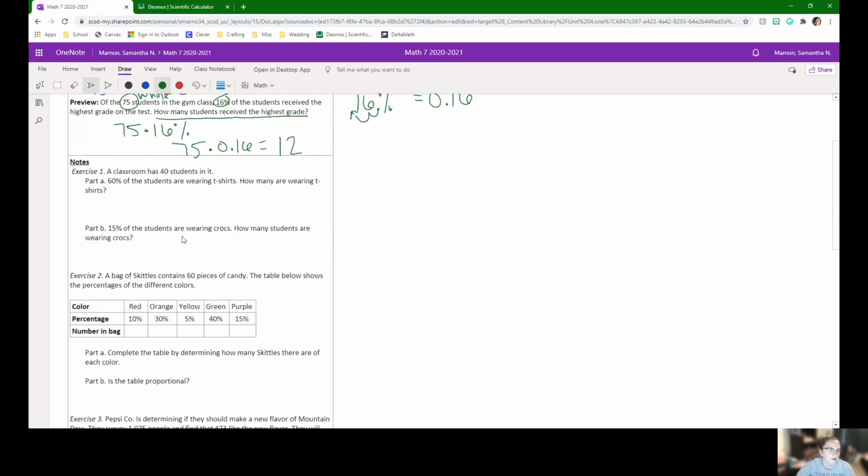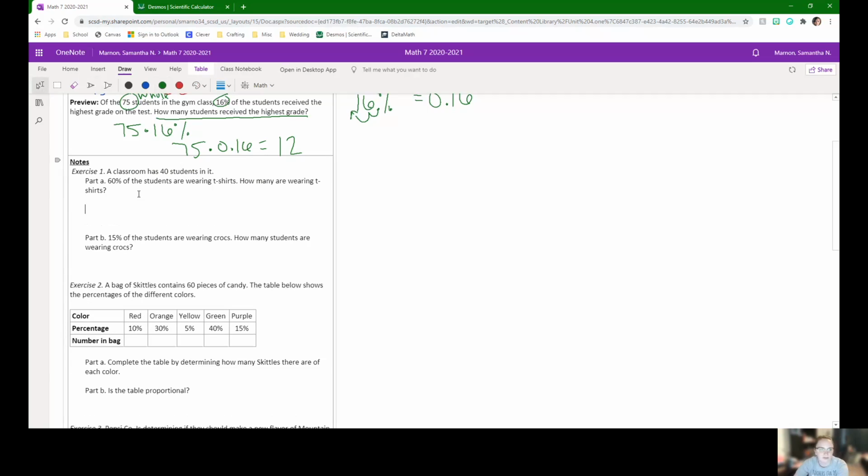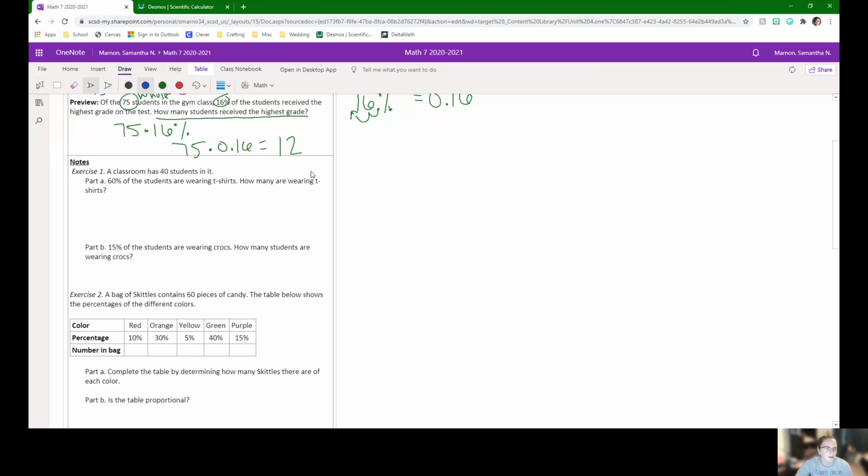So let's look at our notes here. I'm going to give myself a little more room because I write a little big. A classroom has 40 students in it. So part A, 60% of the students are wearing t-shirts, how many are wearing t-shirts?